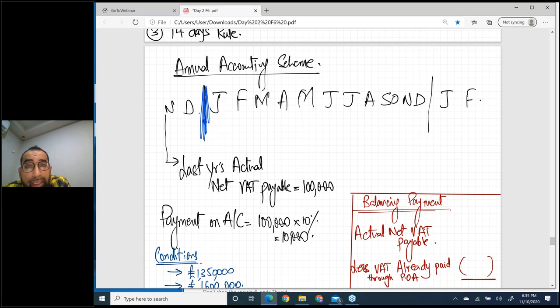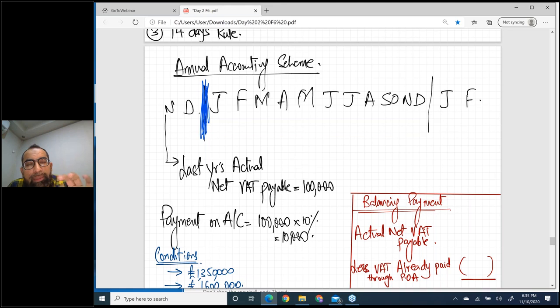In exams, maybe they give you a different date: Feb, March, April, any date. In my example, I joined the scheme on 1st of January. So what you have to do in this scheme, when you join, is pay VAT through POA, payment on account.